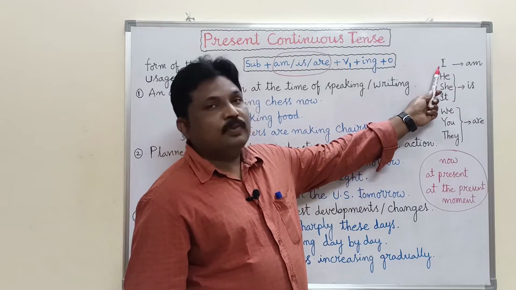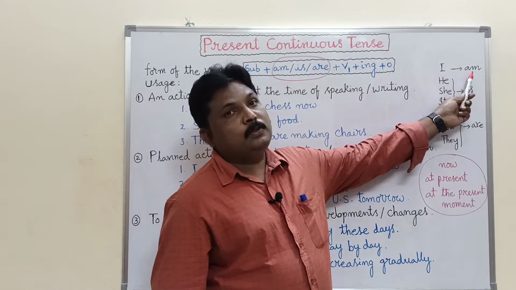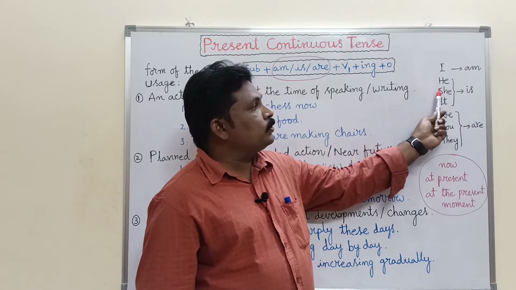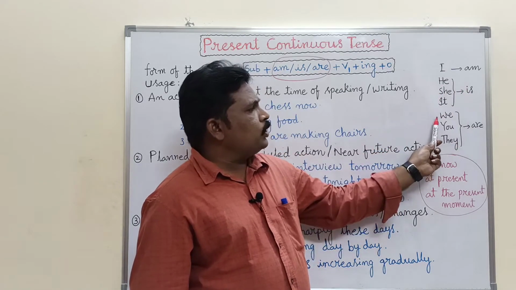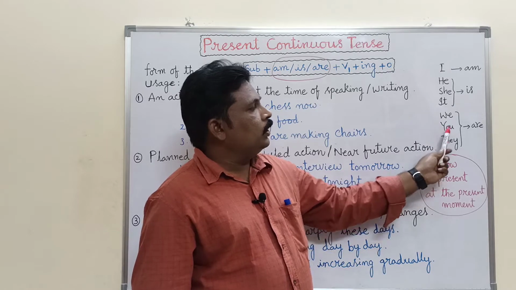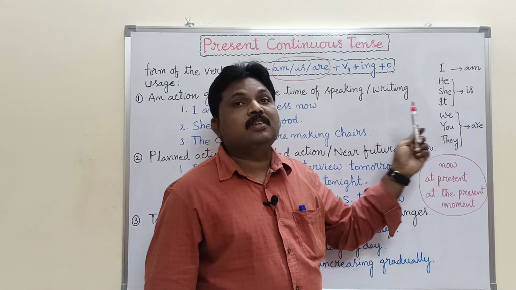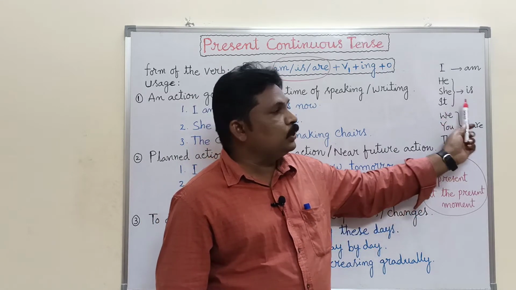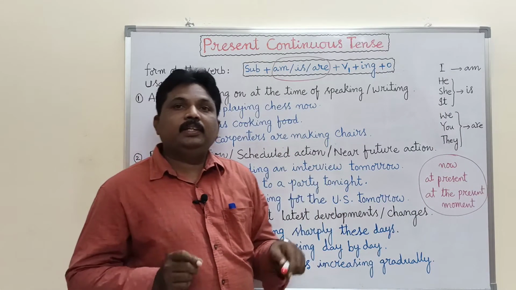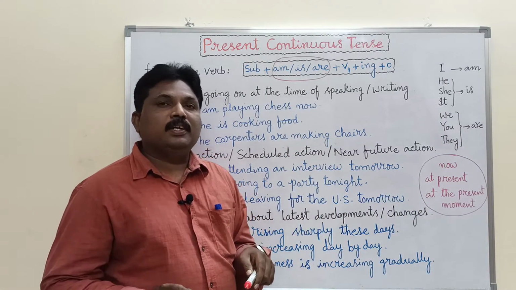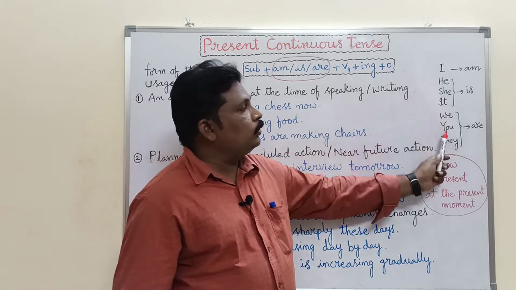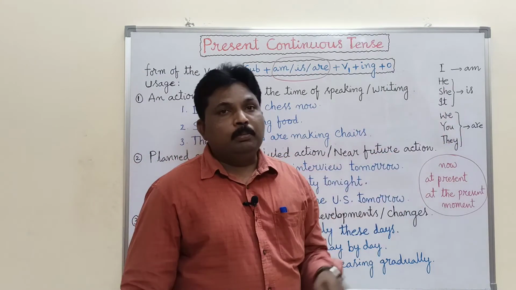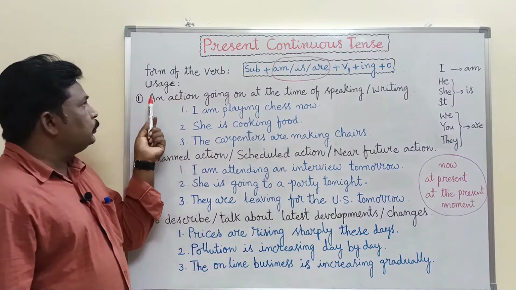If the subject is first person singular, am is used. If the subject is third person singular, he, she, it, is is used. If the subject is we, you, they, then are is used. This is an agreement between the subject and the verb. So while writing or speaking the sentences, you need to follow this order. So remember this.